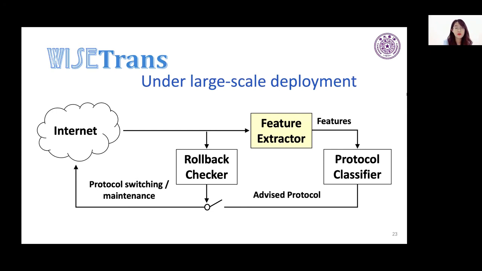Here's the overview of WiseTrans. WiseTrans measures raw statistics for each user of the mobile web service. Then, a tree-based classifier selects a better transport protocol based on features. To correct unexpected behaviors caused by the preference of network devices or the decisions of the protocol classifier, WiseTrans checks if the user needs to roll back the selection with a rollback checker before putting the protocol selection into effect.